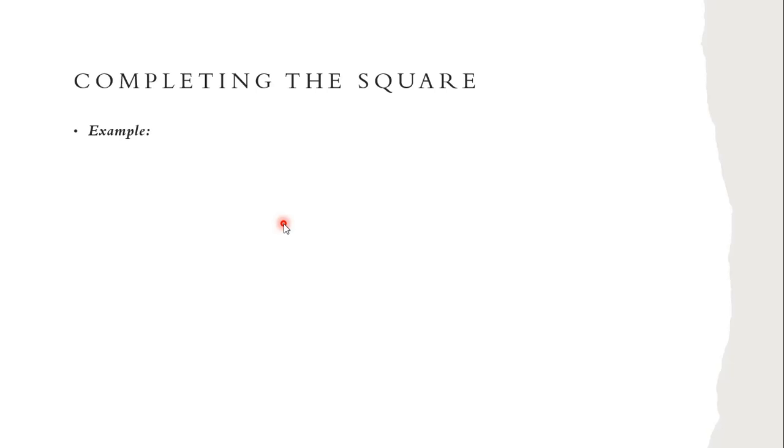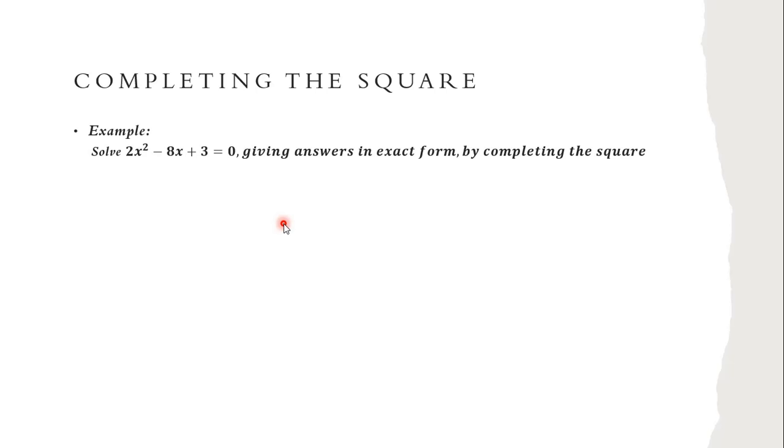Completing the square. For this one, it wants us to solve 2x squared minus 8x plus 3 equals 0, giving your answers in exact form by completing the square. The first thing we'll do is take out the factor of 2 so that we don't have a multiple in front of the x squared term. So we end up with 2 lots of x squared minus 4x plus 3/2 equals 0.